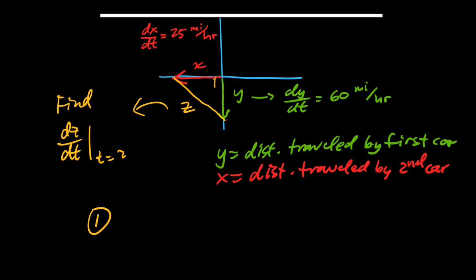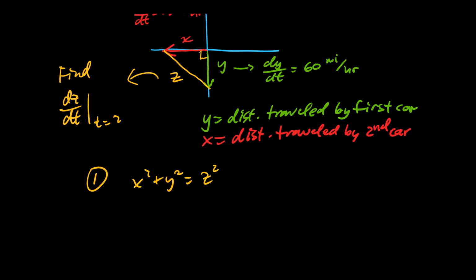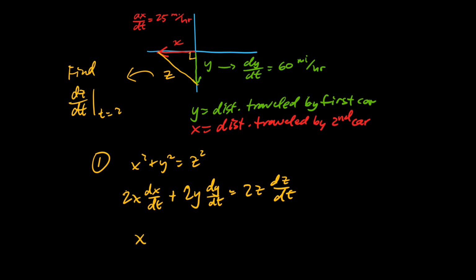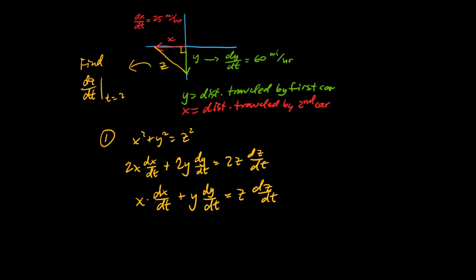Well, it's a right triangle, right? So we have x squared plus y squared equals z squared. Now they're all changing, so when we take the derivative with respect to t on both sides, we get 2x dx/dt plus 2y dy/dt equals 2z dz/dt. Now we can take out a 2 from everything, so we get x dx/dt plus y dy/dt equals z dz/dt. Now all we have to do is plug in what we've got.